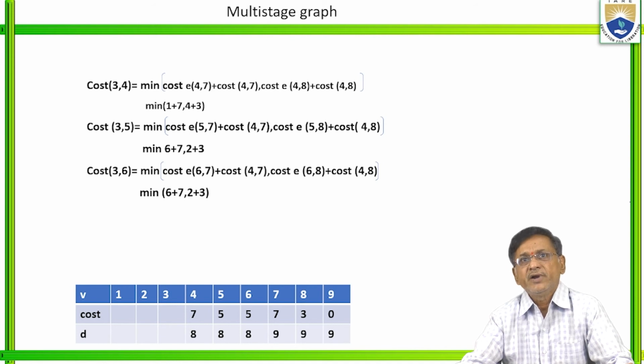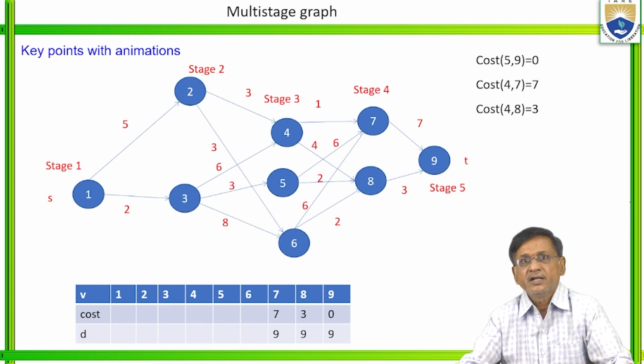Next, coming to the vertex 5. Coming to the vertex 5, that is equal to cost of an edge 5 to 7 plus cost of vertex 7 in the fourth stage, comma, cost of an edge 5 to 8 plus cost of vertex 8 in the fourth stage. Again, see the diagram. From 5, there are two paths. One is 5 to 7, another one is 5 to 8. 5 to 7, the cost of an edge is equal to 6. 5 to 8, the cost of an edge is equal to 2.